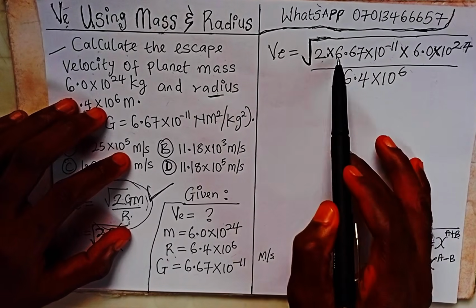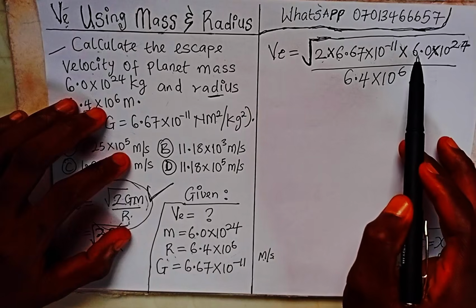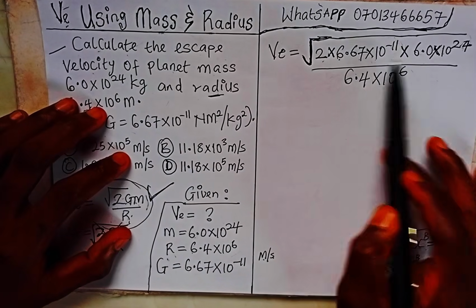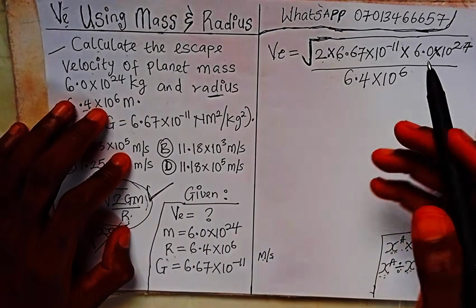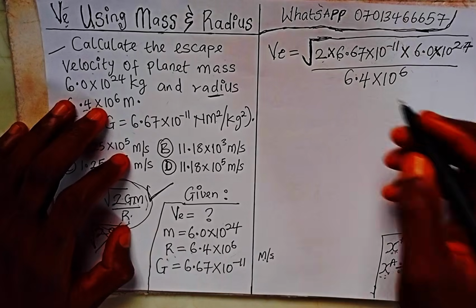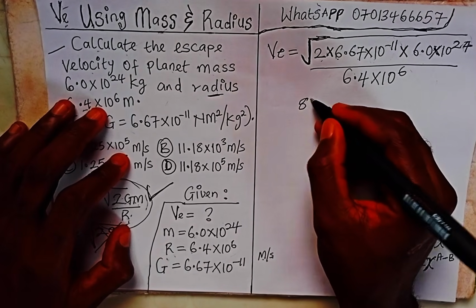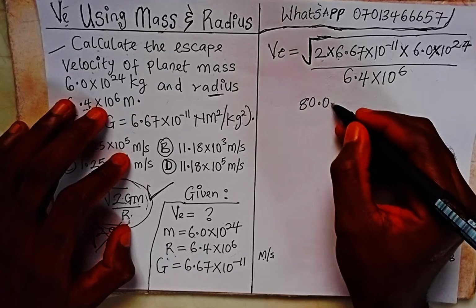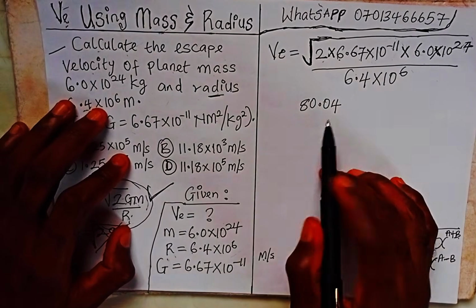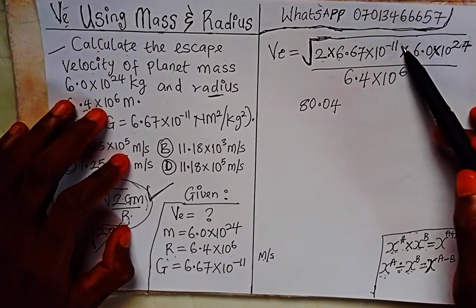Okay. So 2 times 6.67 times 6. What will it give you? If you times them, it will give you 80.04. Okay, we'll come do this power.